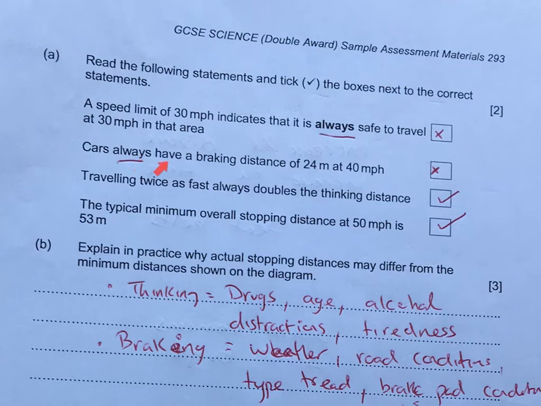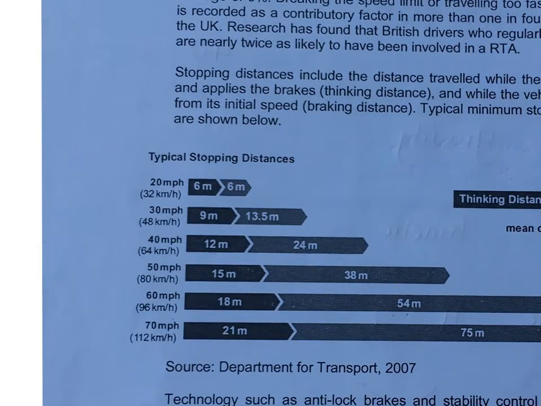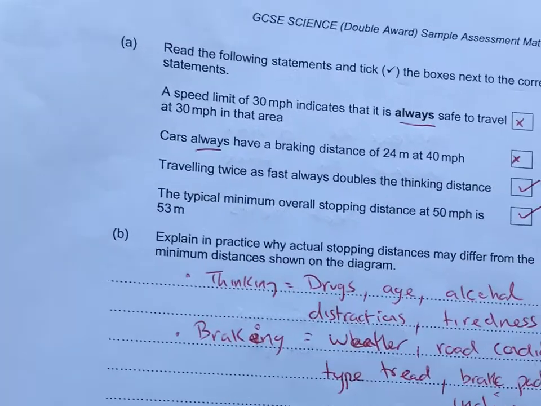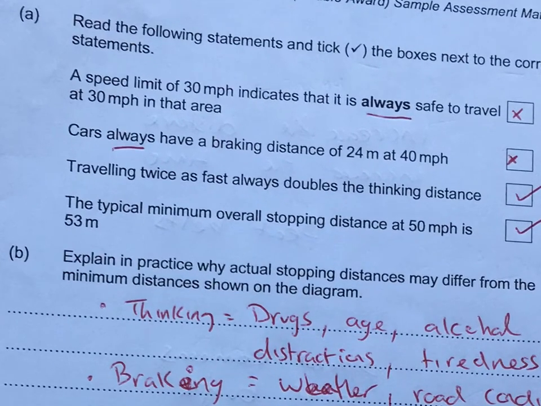Cars always have a braking distance of 24 meters at 40 miles per hour. Now, you may look at 40 miles per hour, and you can see that your braking distance is 24 there, and you'd think, yeah, that's right. It says 24 at 40. But again, we've just talked about how it's not always going to be that, because sometimes it could be icy conditions, sometimes there could be things at work that there's not perfect conditions. So that's going to be wrong.